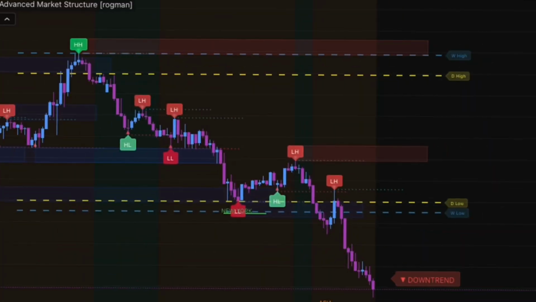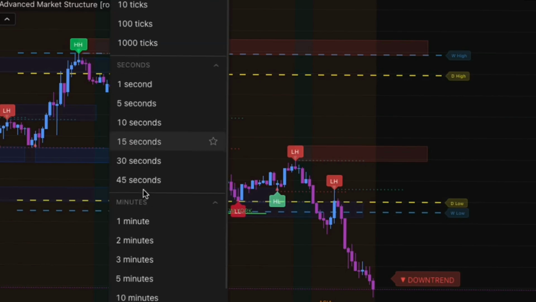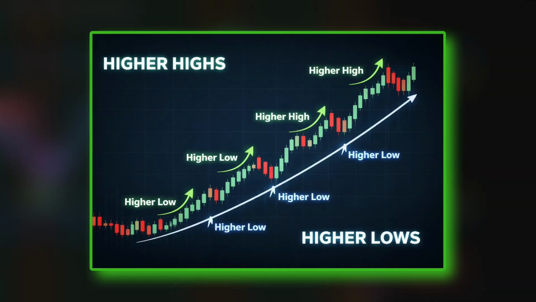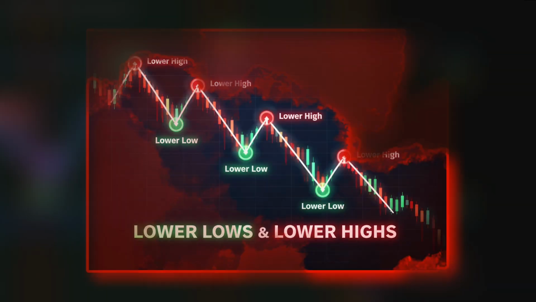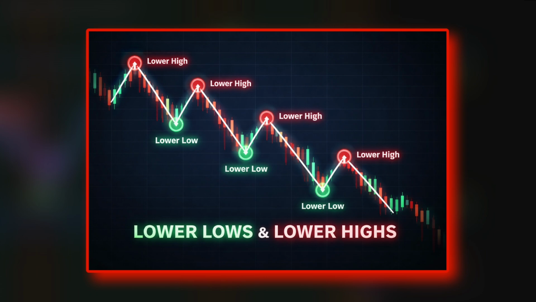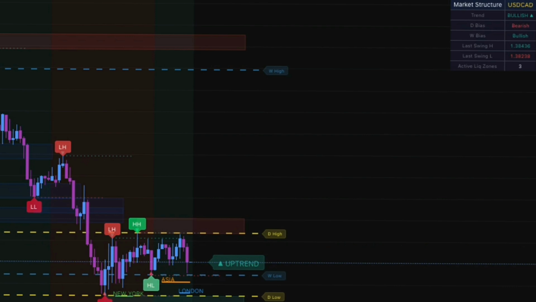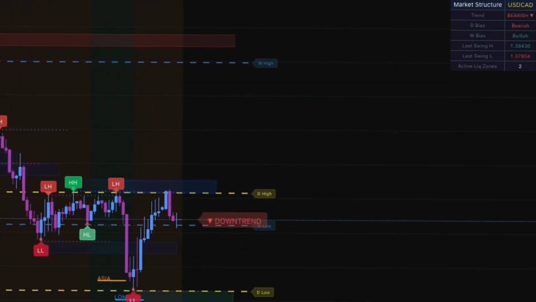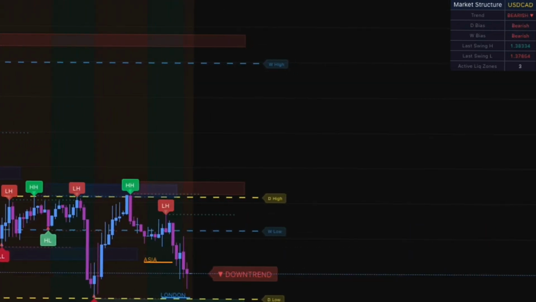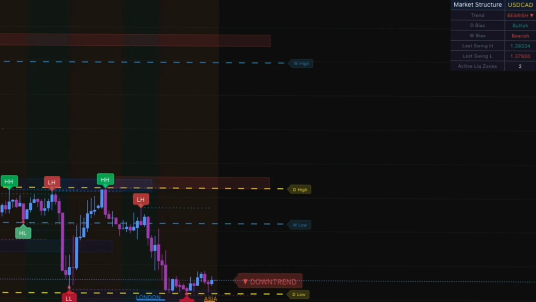To trade with this indicator, you always start with higher time frame bias. Higher highs and higher lows give you a bullish bias, while lower lows and lower highs give you a bearish bias. If structure is mixed or unclear, you simply don't trade. No bias means no execution. Once bias is defined, you wait for liquidity to be taken. Let's see how to take trade now.